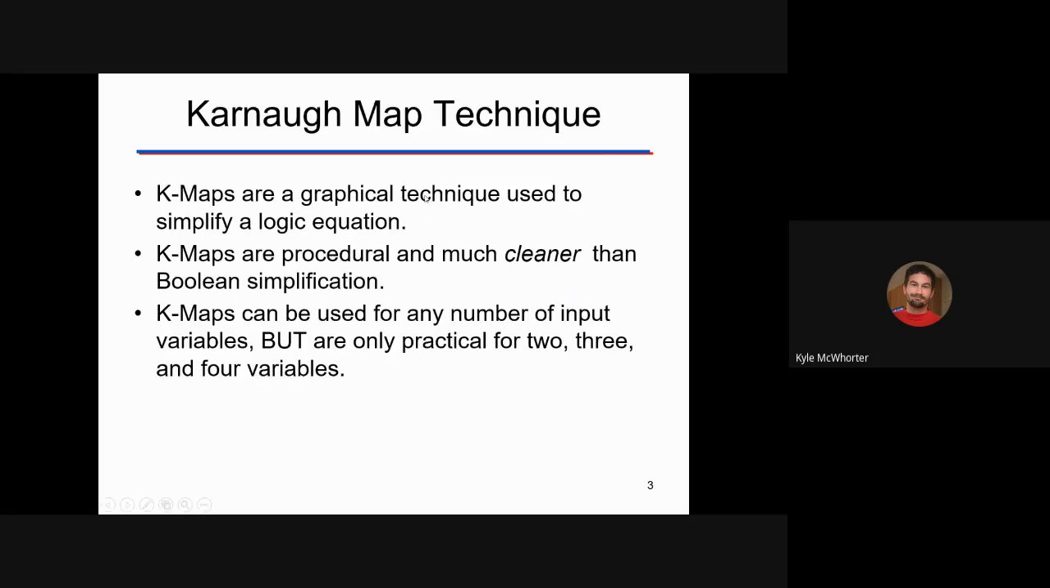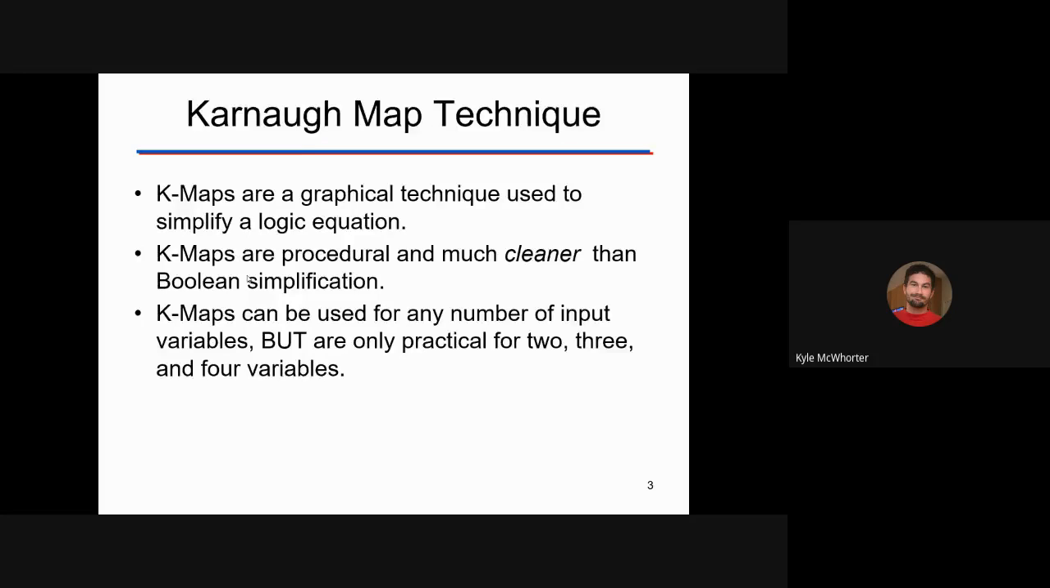K-maps are a graphical technique that we use to simplify logic equations. You do have to get used to a new procedure, but it's a lot cleaner, neater, simpler and faster once you learn how to do it than Boolean simplification was. K-maps can be used for any number of input variables, but doing it by hand, it's only practical really for 2, 3, and 4 variables. So those are the only kind of problems that we're going to look at.